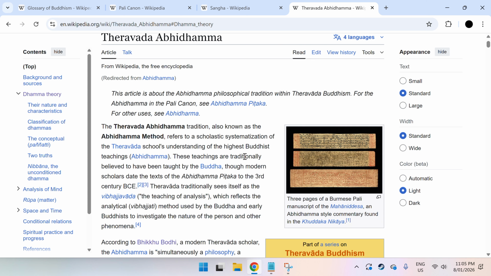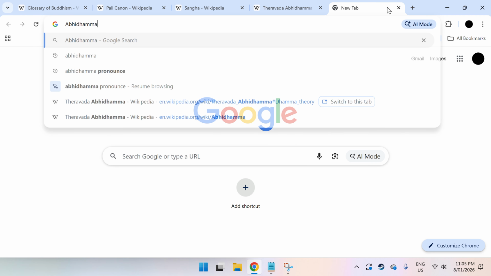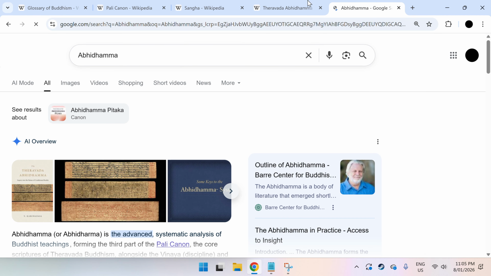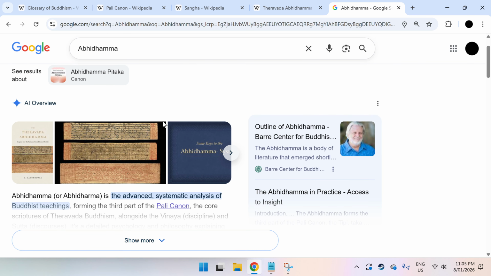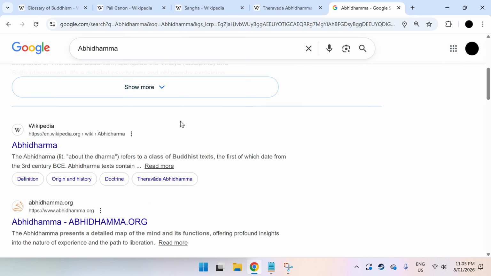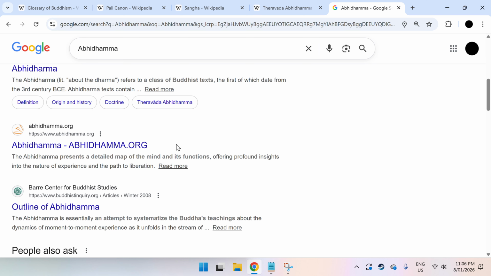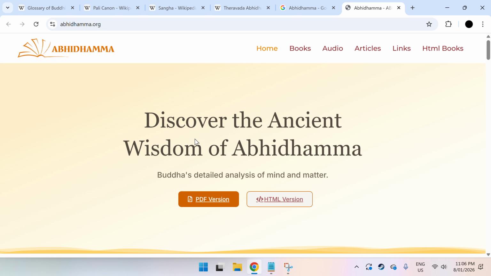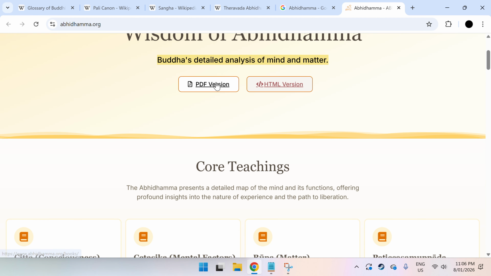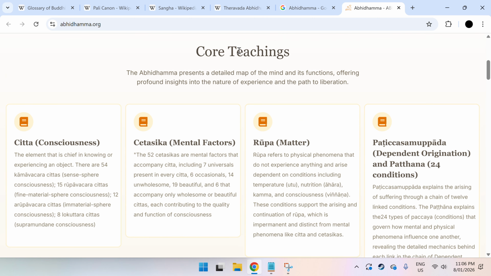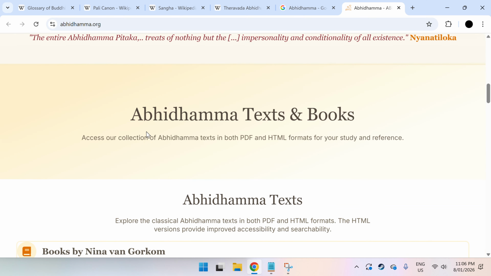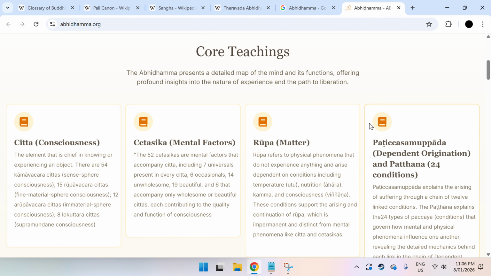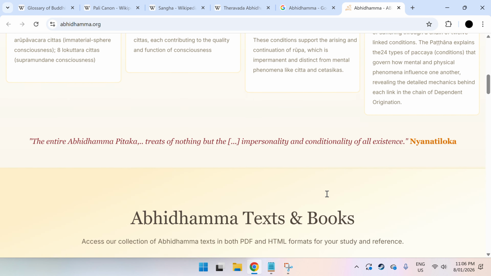So we've gone very briefly into the Abhidhamma. I'm just going to Google it, see what comes up. Okay, so you've got the AI overview, abhidhamma.org. Let's have a look. It has a whole website. Abhidhamma: discover the ancient wisdom of Abhidhamma, the Buddha's detailed analysis of mind and matter. There's a PDF version. Core teachings. Alright, so there's 4 of them listed here.